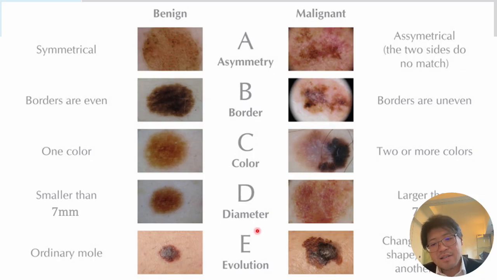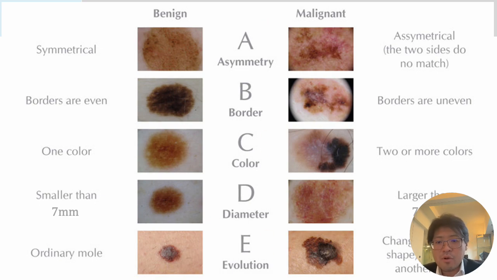Evolution, of course, is not part of the examination. Instead, it is part of the history. You want to check with the patient whether any changes of size or shape or color have happened recently. And one of the most effective ways to know that is to ask the patients to monitor their skin with regular photographs so that we can tell the change. So that's A, B, C, D, E.